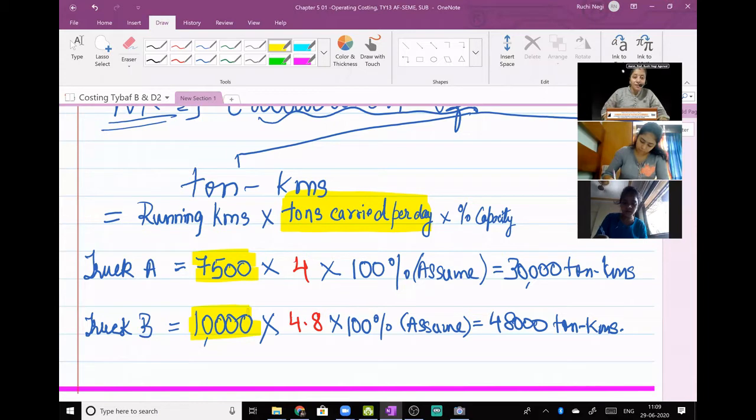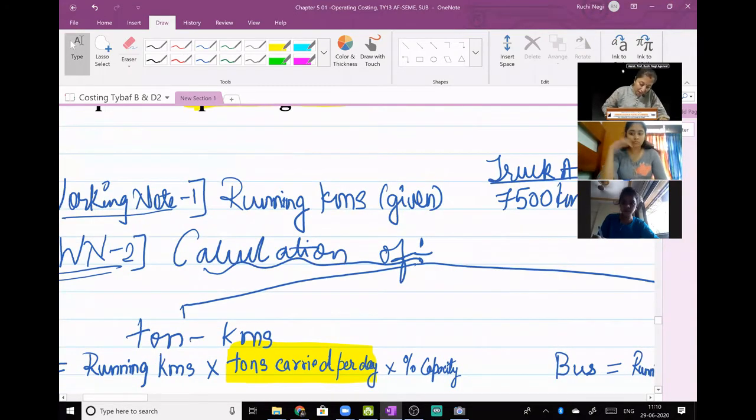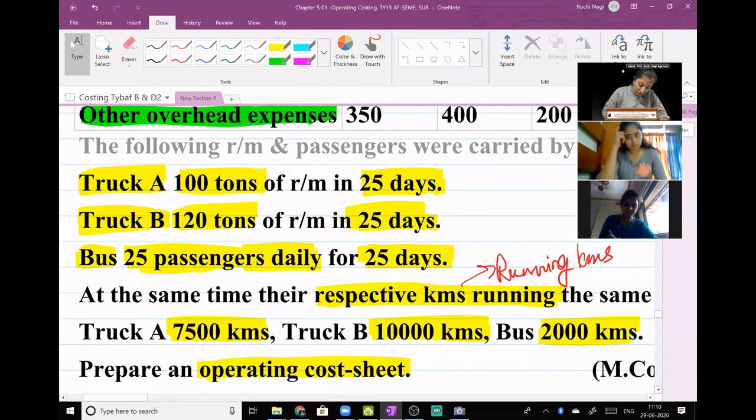Percentage capacity is not given in the question. So as I keep saying, whenever the question is silent, in the absence of information, assume 100%. So assume that the truck is fully loaded, 100% capacity. Clear? And now see the one which I have marked in red. Why have I done that? Tons carried per day. Okay, now come to the calculation here. Look here, students, this calculation.